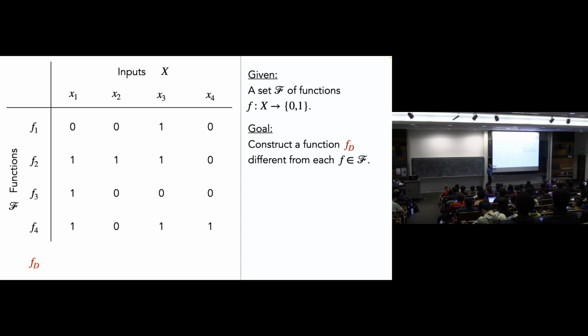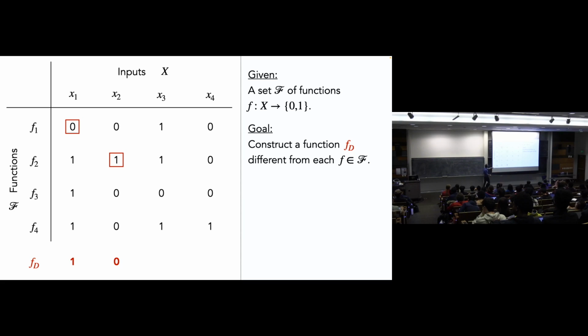So to make fd different from f1, I'm going to choose some input. Might as well choose x1. See what f1 gives as output on input x1, and I'm going to do the opposite for f sub d. This was a 0, so I'm going to make it a 1. So now I've made sure that fd is different from f1. And I'm going to repeat now. I'm going to make sure that fd is different from f2. And for this, I will need to pick a second input. So now I'm going to pick x2 and make sure that fd is different from f2 on input x2. This is a 1, so I'm going to make it a 0. It is important here that I don't pick the same input, right?